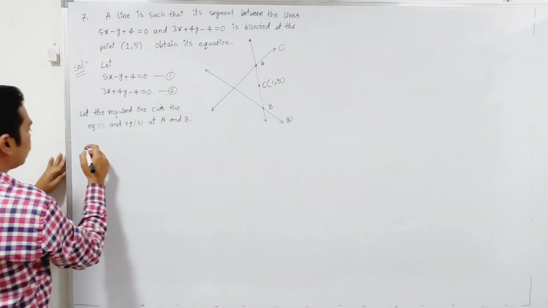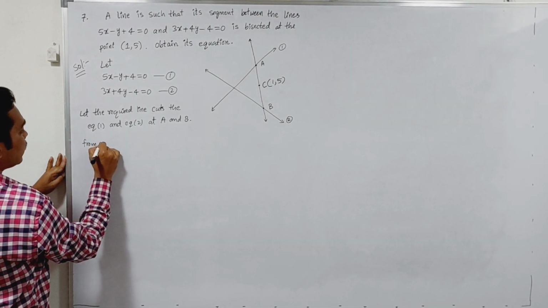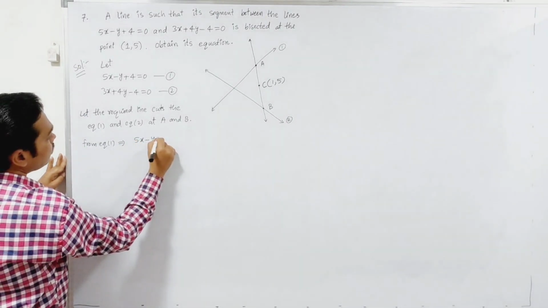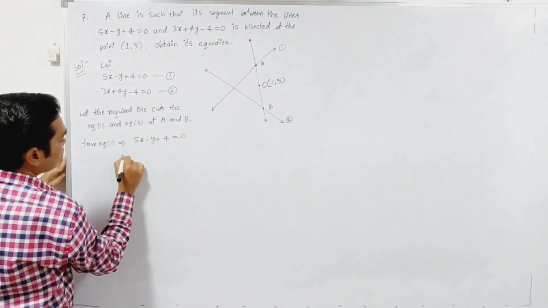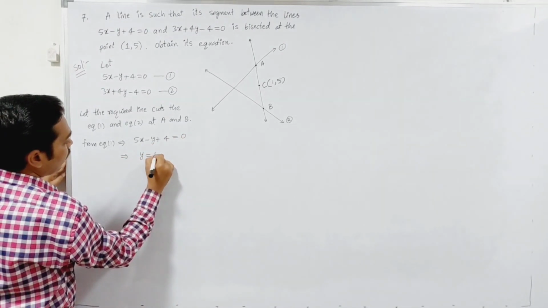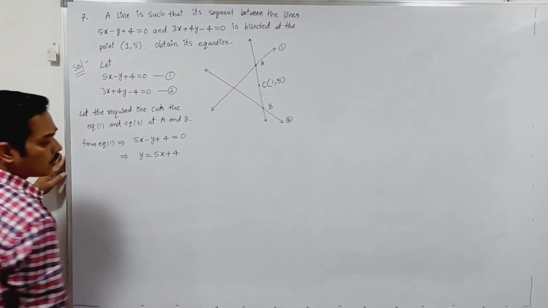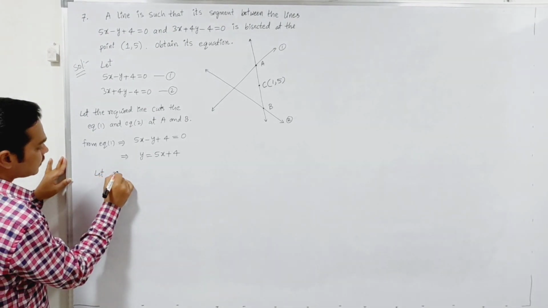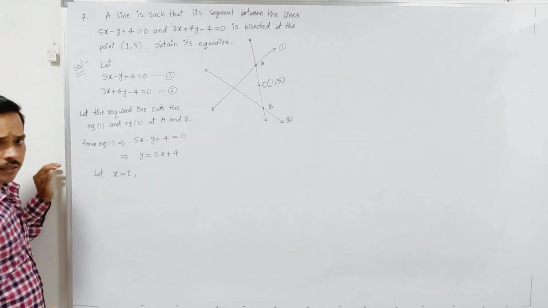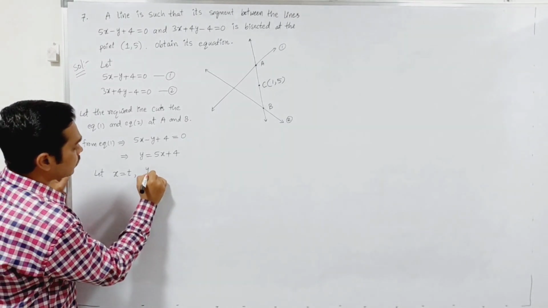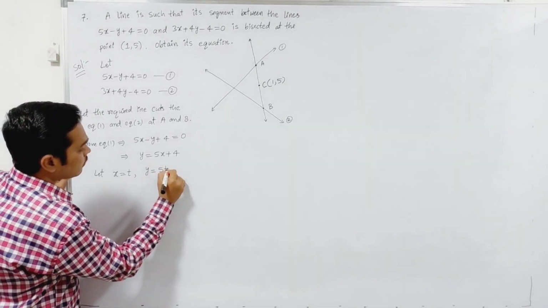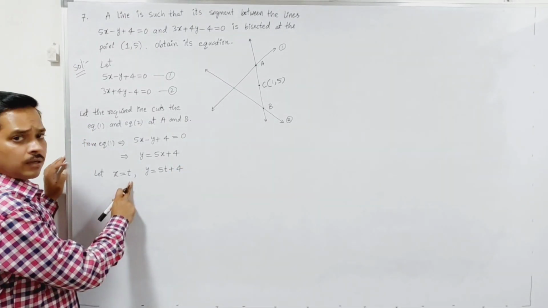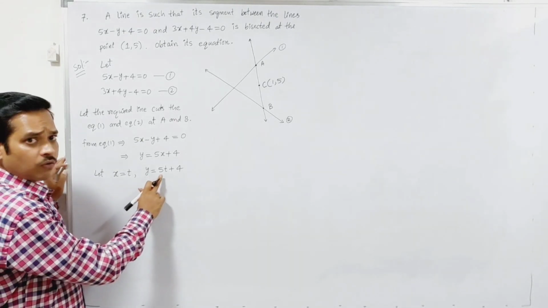From equation 1, what is equation 1? 5x minus y plus 4 equal to 0. From this equation, y is equal to 5x plus 4. Let x is equal to t, t is any real number. Then y is equal to how much? y is equal to 5t plus 4. If x is equal to t, t is any real number, then y is equal to 5t plus 4.